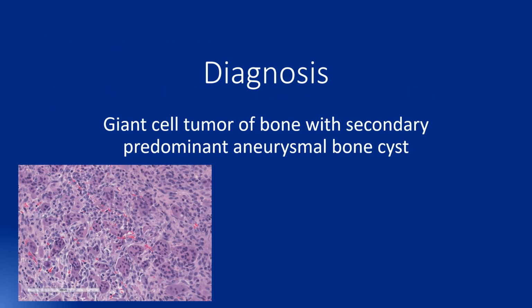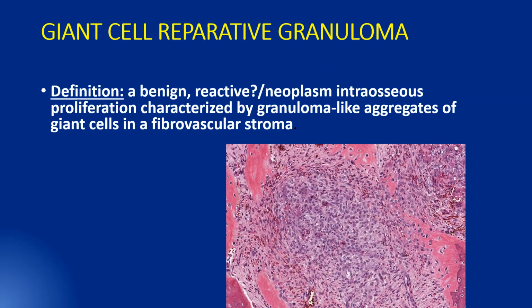It was a very challenging case because radiologic and histopathologic features were more suggestive of aneurysmal bone cyst. However, focal solid areas of the tumor with positive molecular studies for H3F3A G34W were consistent with giant cell tumor of bone with secondary predominant aneurysmal bone cyst.